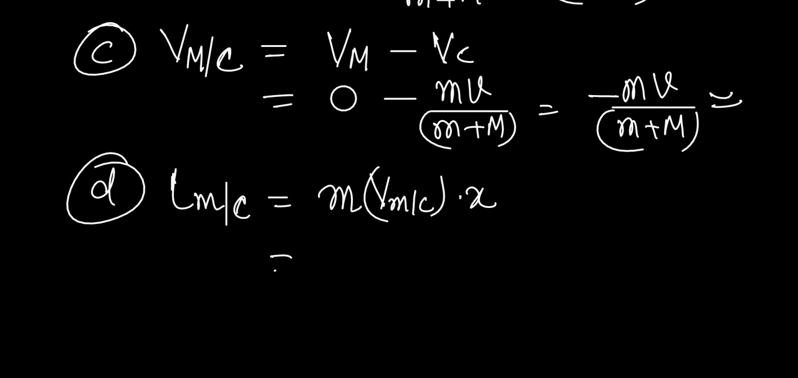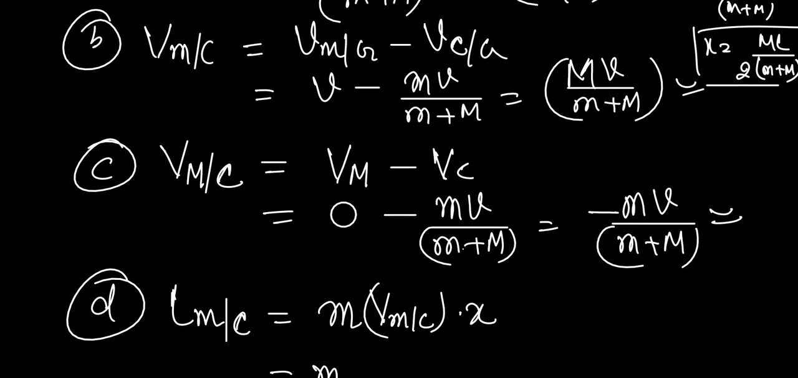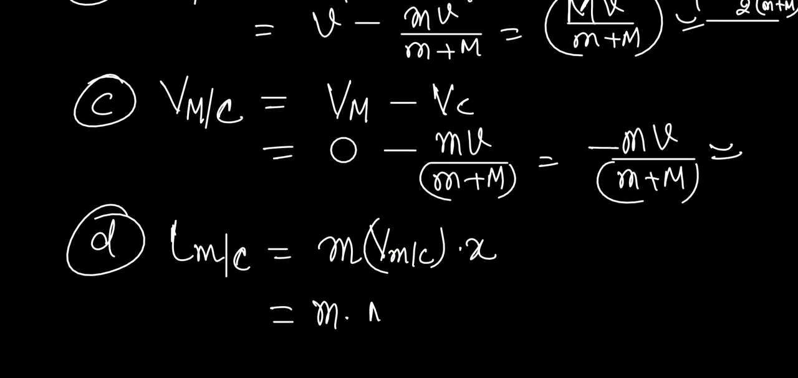Now substitute the value of x. So the velocity of small m with respect to capital M is mv upon m plus M.